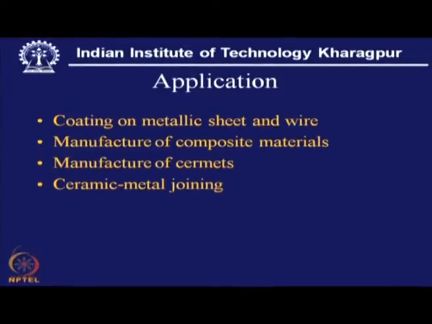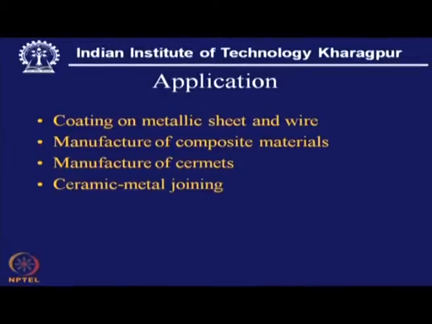Now, the application of this wetting process which can lead to a surface coating, immediately we can see, is coating on metallic sheet and wire, and it is commonly used for putting some resistance against corrosion. This is a very common use of this wetting process.